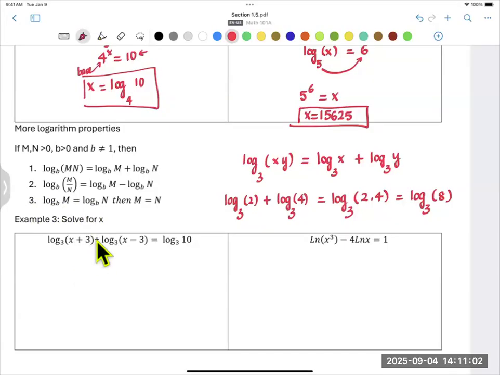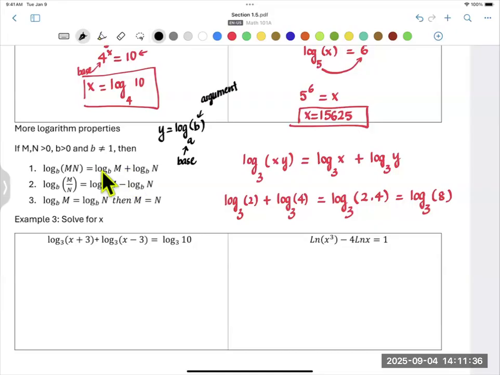and apply the third property to solve. So this is the plus, and I'm going to apply the first rule, which is to multiply the arguments of the logarithm. So far I've been talking about the argument. What does argument mean? When you have y equals log base a of b, a is called the base of the logarithm and b is the argument. Whatever is right next to the logarithm is the argument. So the argument here is x plus 3 and this one is x minus 3.